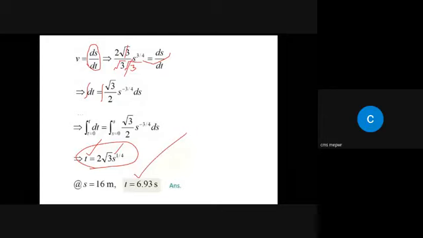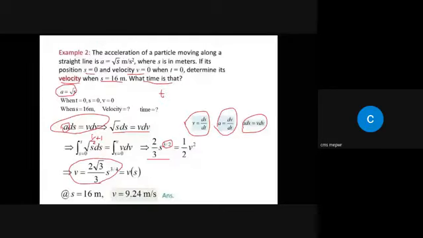So two things were required. One was the velocity, and the other one was the time at s equal to 16. So we found out the velocity and the time at that instant.